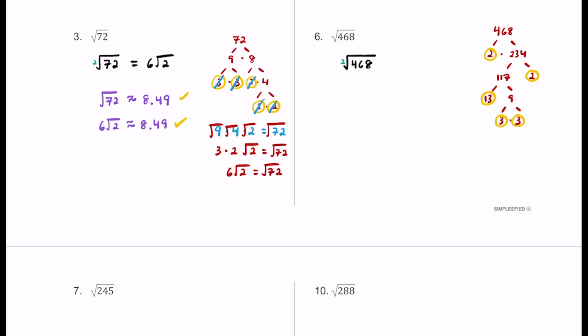So every 2 of the same thing gets a perfect square, so 2 and 2 make 4. Okay, that's a perfect square. 3 and 3 make 9, that's another perfect square. And then we have this 13. So 4 times 9 times 13 equals 468.